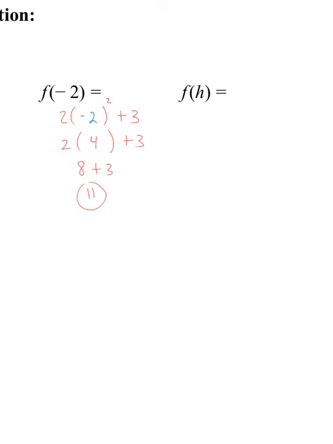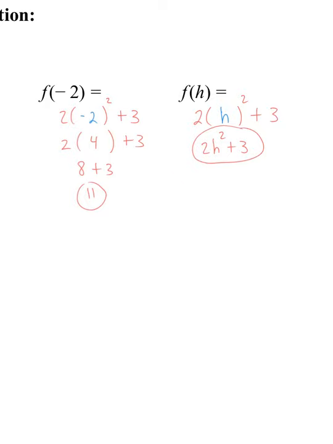F of h. Now we're plugging in h everywhere we see x. So we write the function, blank set of parentheses everywhere we see x. But now we just plug in h for x. And there's really nothing to simplify there. 2h squared plus 3.